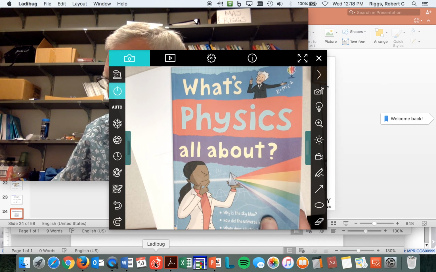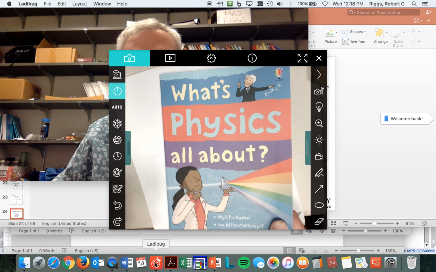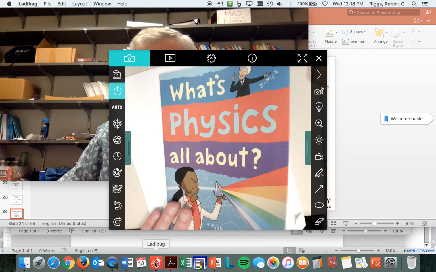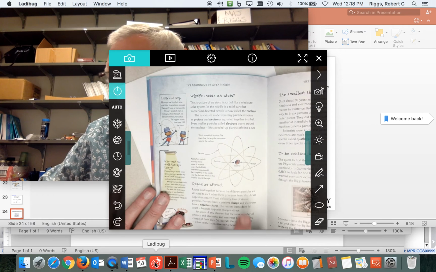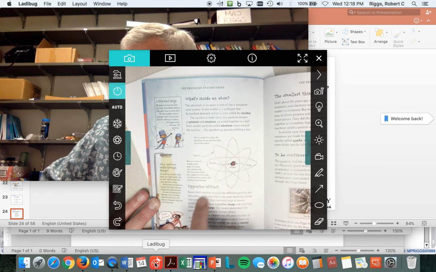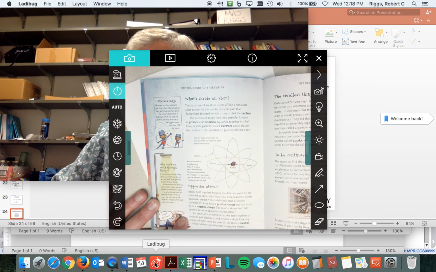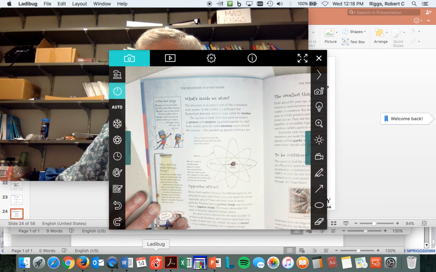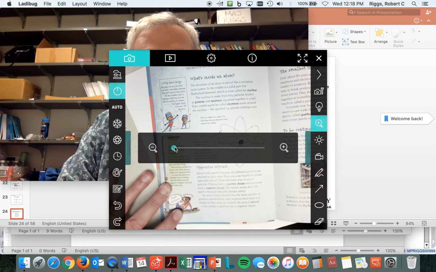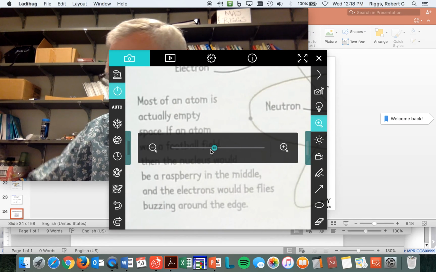You know, why is the sky blue? How did the universe begin? It's all those questions that kids ask that it's just wonderful. So look at this. Here's the nucleus, and here's all the stupid electrons. Why does it hurt when you bump it? Why can't I walk through things? Empty space, right here.